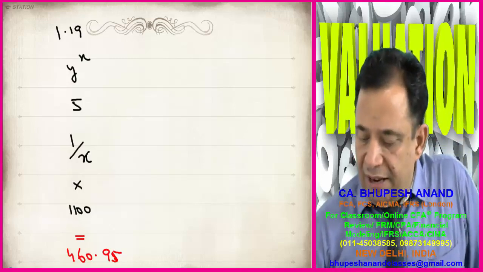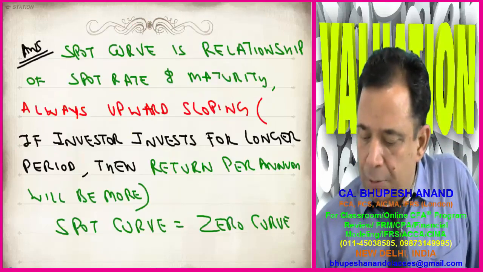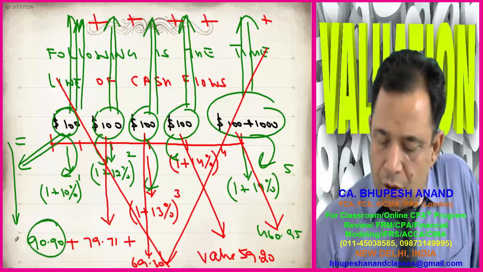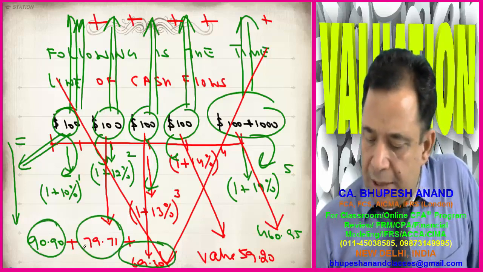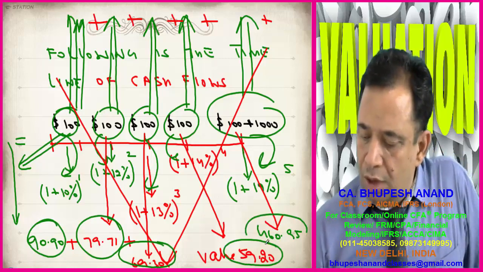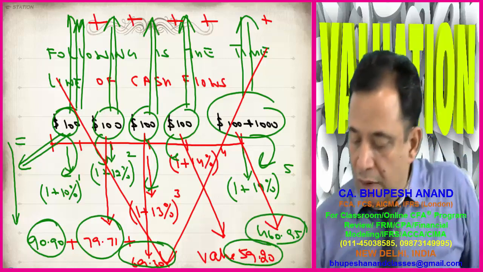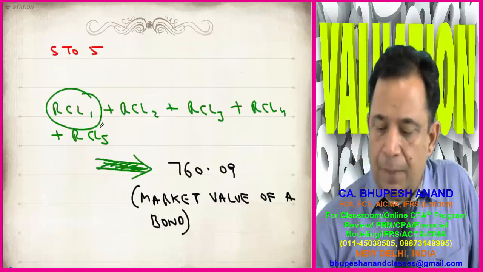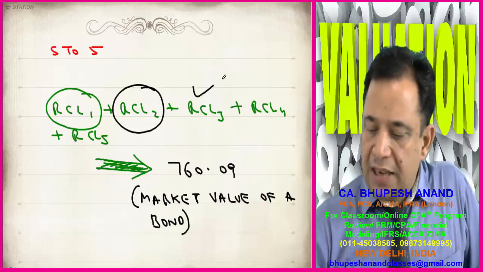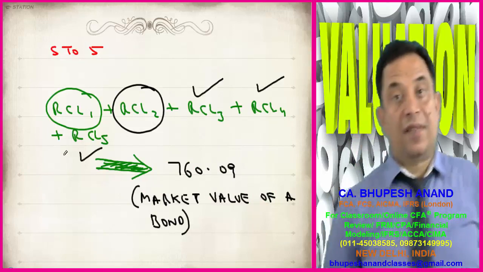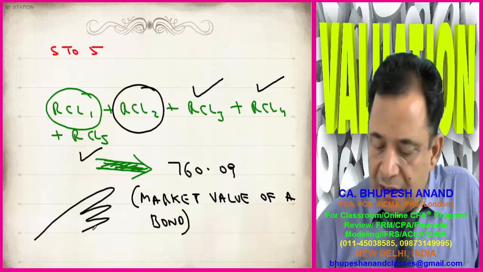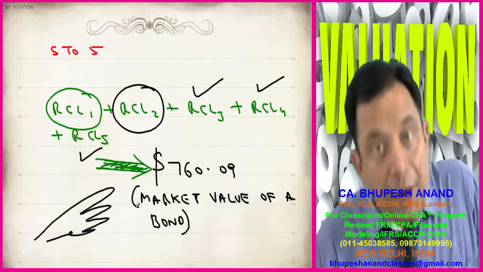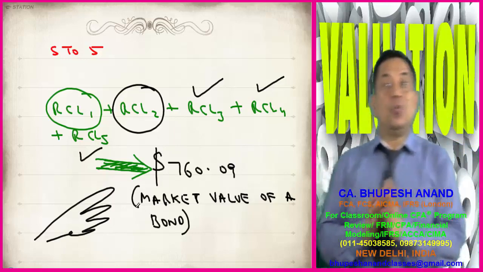So if I see this 460.95 and add these values, 90.90, 79.71, 69.30, 59.20, 460.95, all these values are stored in my calculator. So I have done RCL1 plus RCL2 plus RCL3 plus RCL4 plus RCL5. That comes to $760.09. Now this is the value of a bond if spot rates are given to me, of a zero discount bond.